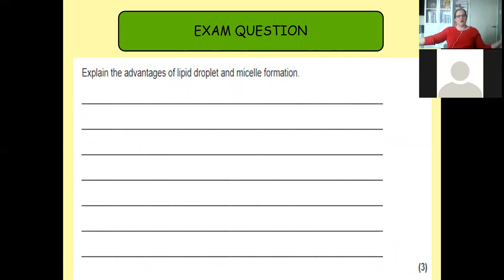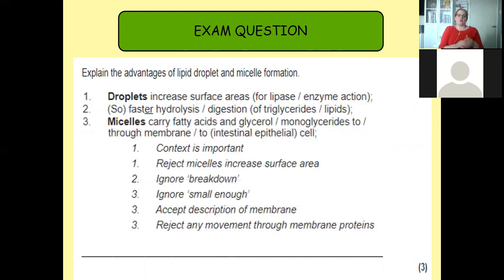Explain the advantages of lipid droplet and micelle formation. So, why are droplets important? Droplets are great because they increase our surface area for enzyme action, for lipase to attach. Therefore, if we've got an increased surface area, we have faster hydrolysis or digestion, whichever way you want to describe that.